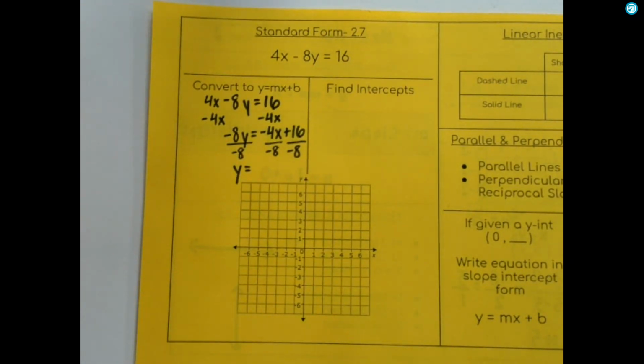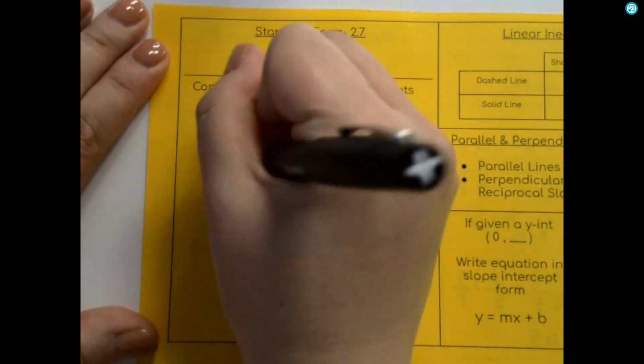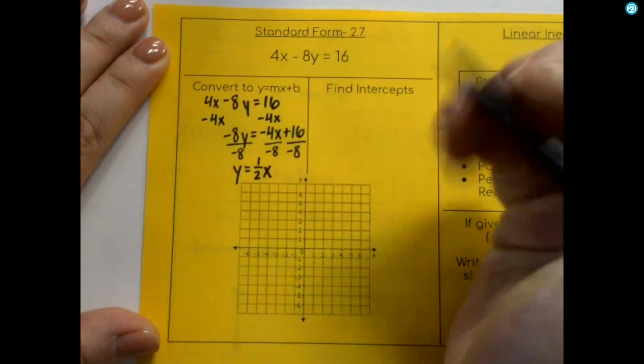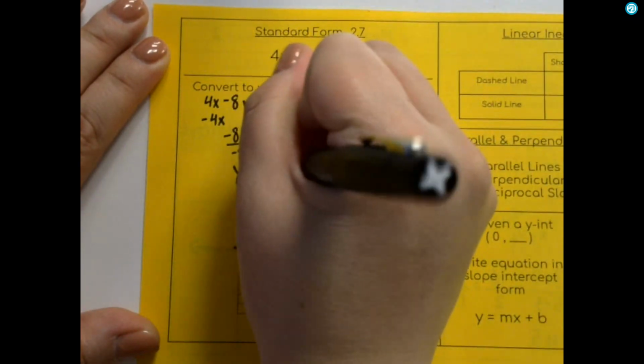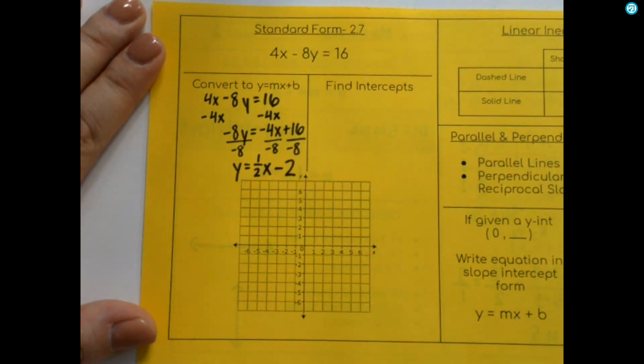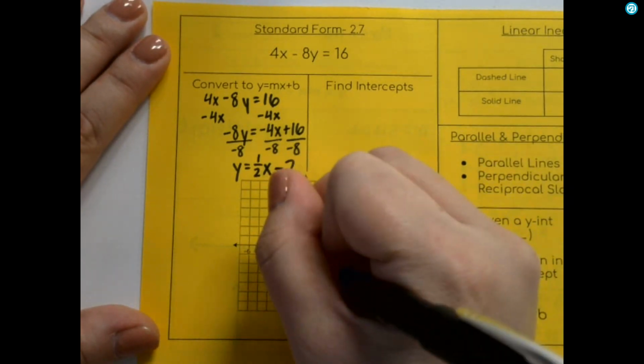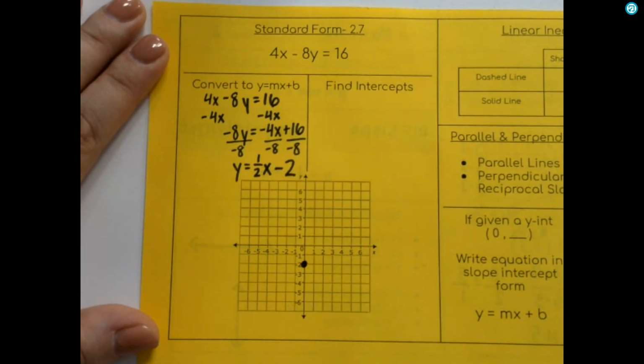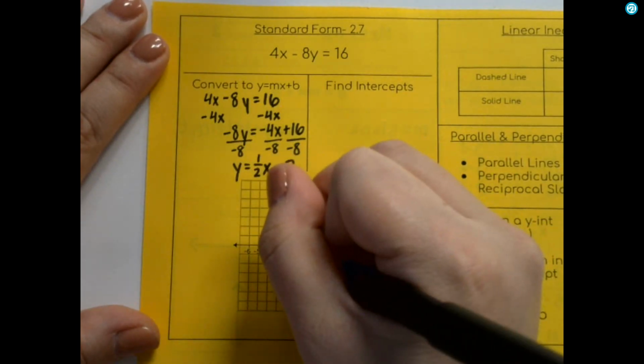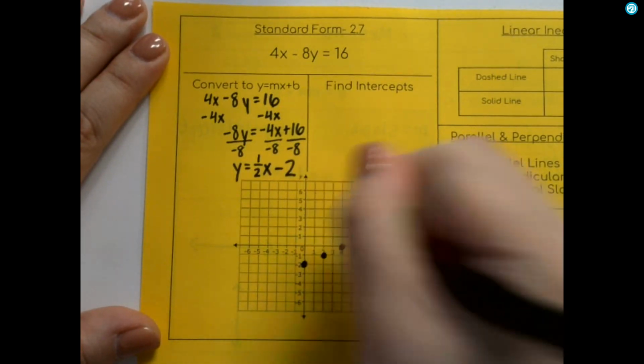First of all, what's a negative divided by a negative? Positive. 4 over 8, what fraction can that be simplified to? 4 is what of 8? 4 is half of 8, so 1 over 2, 1 half. So 1 half x, and then 16 divided by negative 8 is negative 2. If I were going to graph that from there, I would start at a y-intercept of negative 2. I would graph a slope of 1 half. So go up 1, right 2, up 1, right 2.